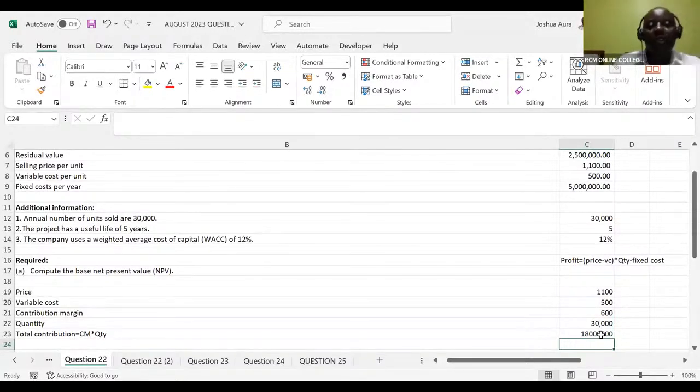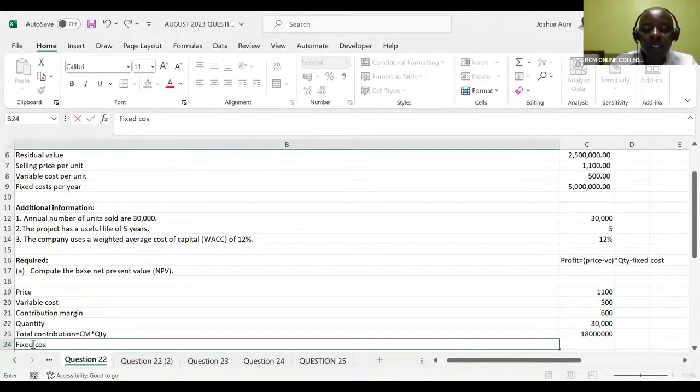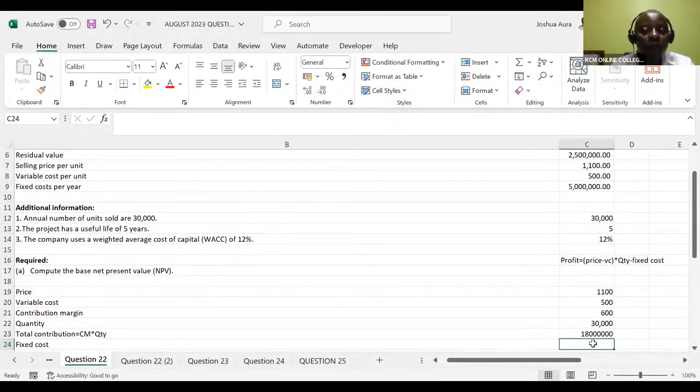So what do you think shall I do to be able to get a profit? To get profit, I need to remove fixed cost. So I need to type fixed cost here. Fixed cost is given as 5 million, but please don't pick it directly. I want you to learn this the very normal, ordinary way. So come and type 5 million yourself. Type it like that.